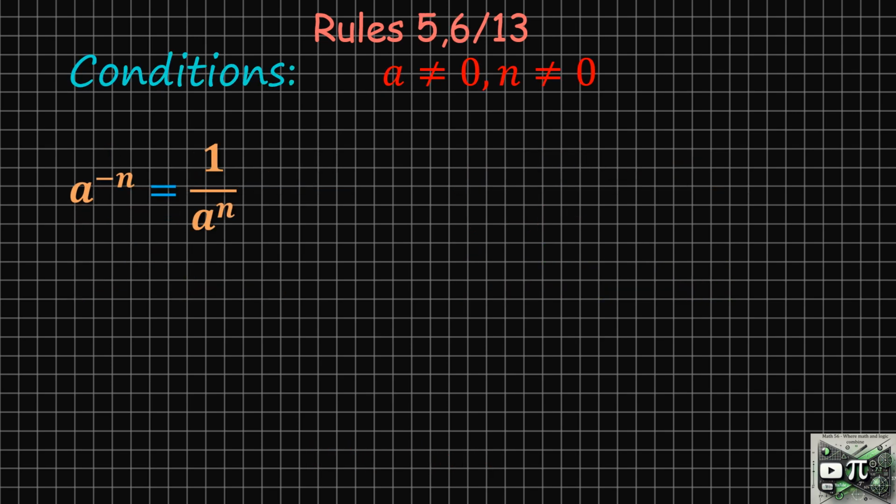So this is also a very important rule. a to the negative n is equal to 1 over a to the n. Let's give an example. 5 to the negative 2 is equal to 1 over 5 squared, because if you look at that rule carefully, that's how it is. So that's 1 over 25.